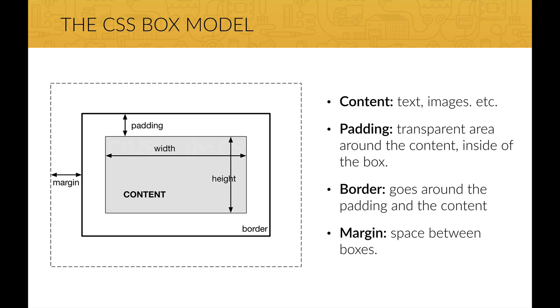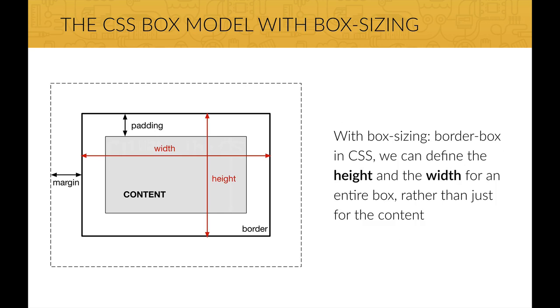Now, padding, margin, and border are properties in CSS and can be specified for the entire box or for individual sides: top, bottom, left, or right. We will use all of them later. The box model also allows us to set the height and the width of an element.